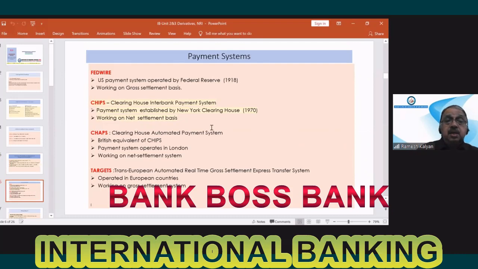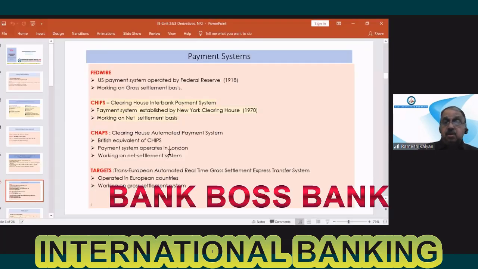Thank you. Next are these four small words. I am not explaining. From an examination point of view, the question will be: what is the gross settlement system in the US called? It is similar to our RTGS. You know what RTGS is? The answer is Fedwire. What is the US-based settlement system which works on a net settlement basis? The answer is CHIPS, Clearing House Interbank Payment System.